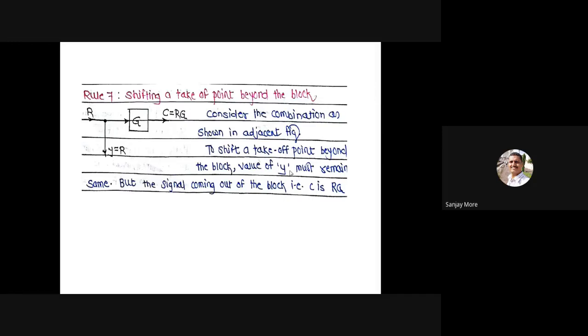Today we start rule number 7 of reduction of block diagram. Give the heading: rule number 7, shifting a takeoff point beyond the block. Beyond the block, or after the block. Shifting a takeoff point beyond the block, or after the block, and draw this diagram.